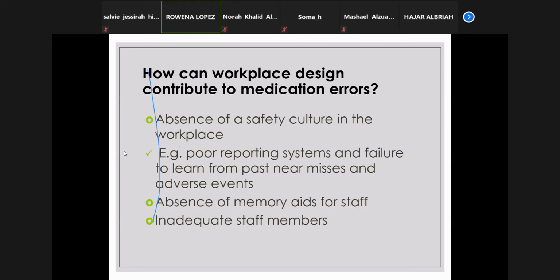So how can workplace design contribute to medication errors? There is absence of safety culture in the workplace. If there is absence of safety culture in the workplace and you have a safety culture in yourself, you can start it. You will be the one to start it. For example, poor reporting systems. Not all hospitals have a good reporting system. So you need to make sure that an incident report can be done, and failure to learn from past near misses and adverse events. Absence of memory aids for staff, inadequate staff members, okay?